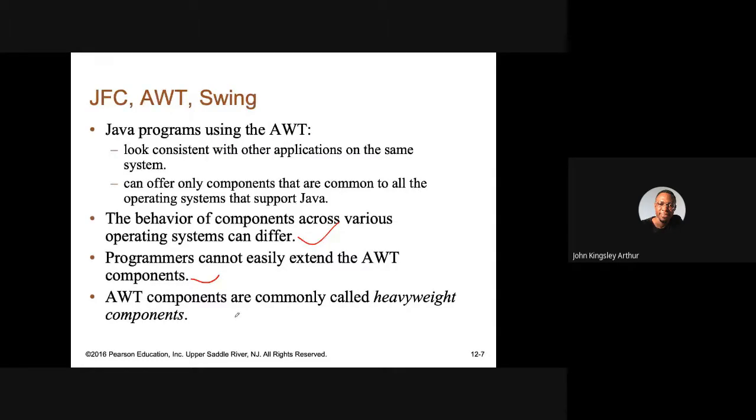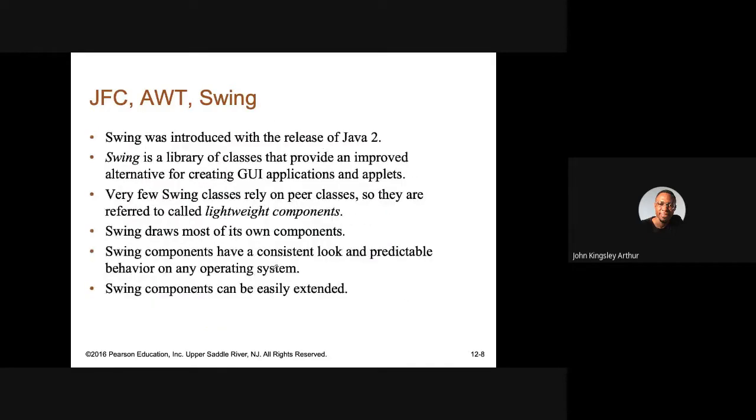The AWT components are commonly called heavyweight components. Heavyweight components have a direct link with the reason why they could not be extended. The Swing class, on the other side, was released with Java 2. It provides an improved alternative in creating graphical user interfaces, that is the applications, and then what? The applets also.